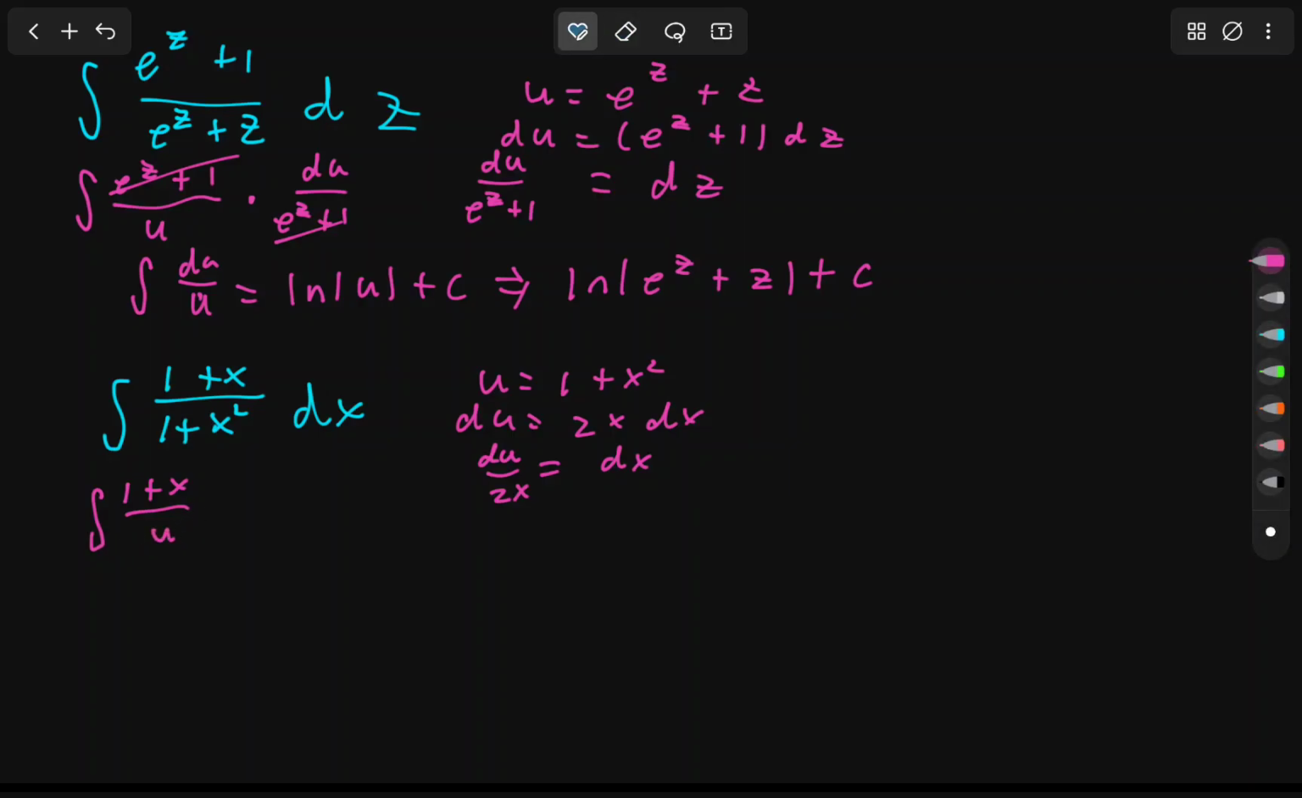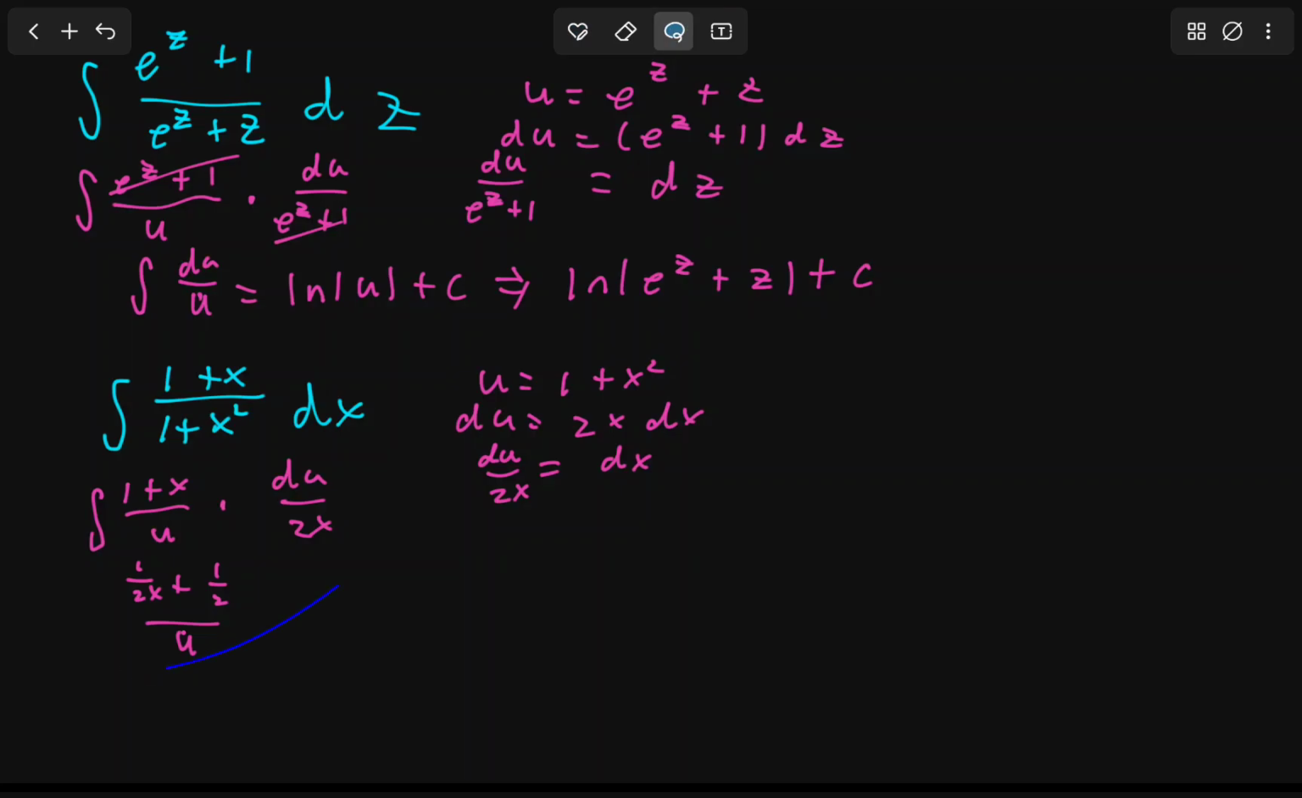u, times by the differential dx, which is really du divided by 2x. And what's going to happen is we actually won't get this x to cancel. We would get a 1 divided by 2x plus 1/2 divided by u. We cannot solve this integral because it has more than one variable.